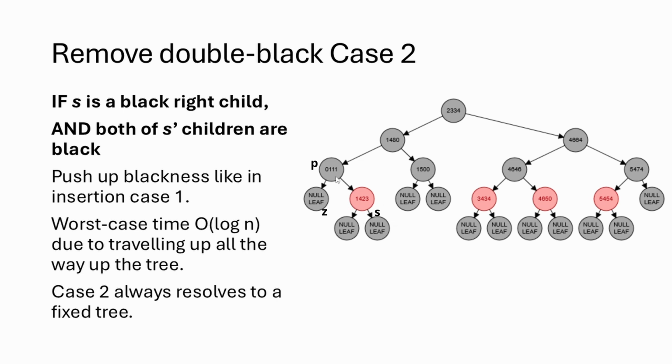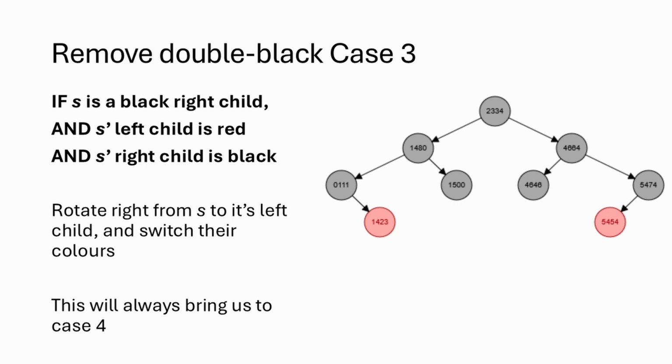And like insertion case 1, if there are any violations, once we change the colors, we have to keep going up the tree fixing the violations. But in this case, there are no further violations, so the tree is fixed. Because of the step of having to push the blackness up, this step can take up to time O(log n).